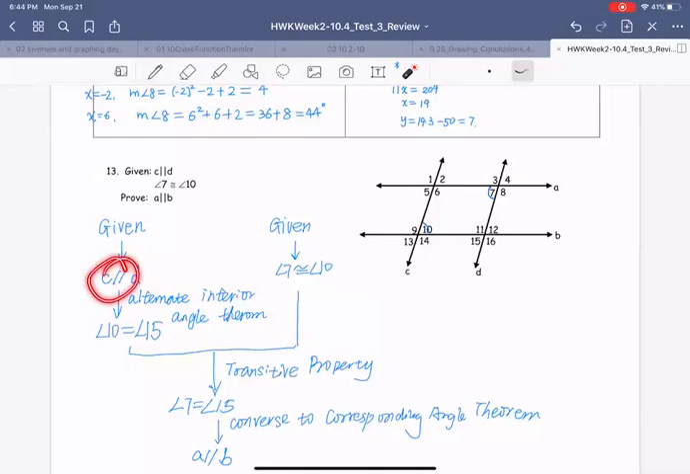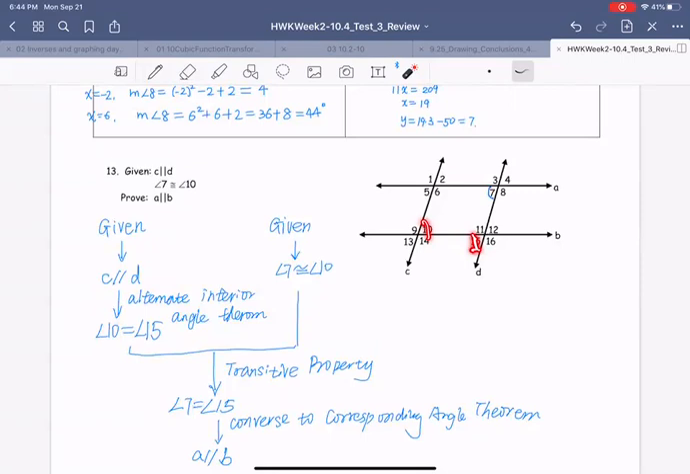If C is parallel to D, we definitely can use some angle theorem. We can tell angle 10 is going to equal angle 15, right? These two lines are parallel, and this is a transversal line. So angle 10 and angle 15, these two angles are what kind of angles?